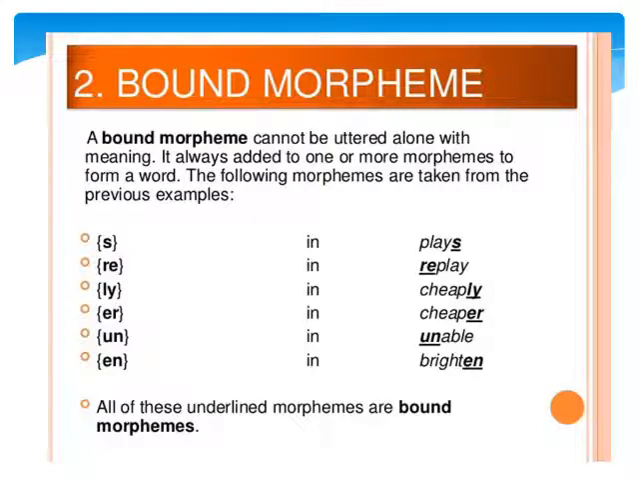Similarly, replay, lie or lee, cheaply, are, cheap are, unable, in, brighten. So some of them are prefixes and some of them are suffixes, but all of them are actually bound morphemes. And if you look at this chart or this slide, you will see that all the bound morphemes are underlined and given in bold, so that you can very easily identify them.